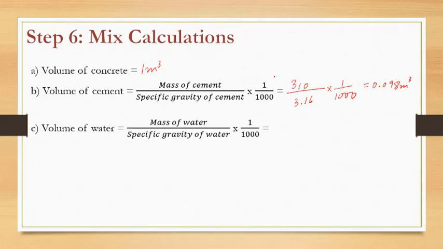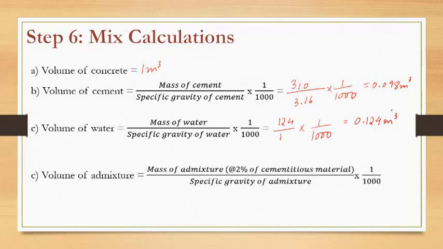Next, we have the volume of water, which is also given by mass of water by specific gravity of water into 1 by 1000. Mass of water we have is 124. Specific gravity of water is 1, into 1 by 1000, which is equal to 0.124 meter cube. Now, in this question, in addition to the cement and the water, we also have the admixture.